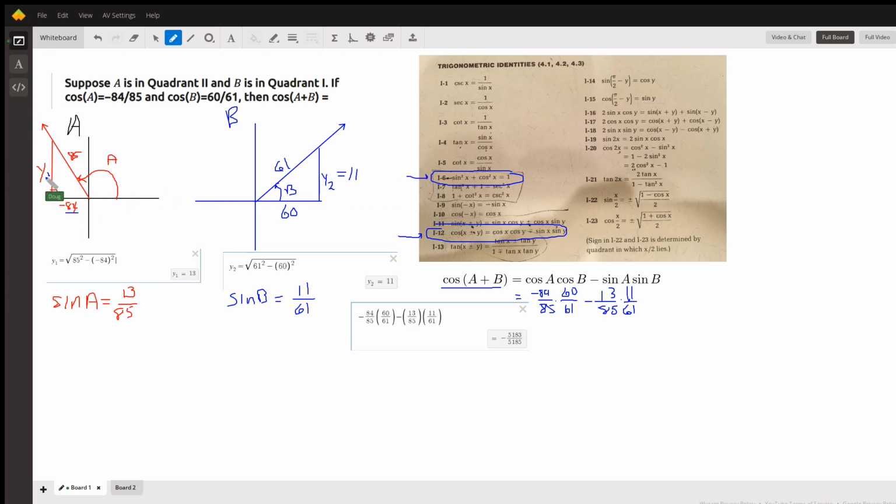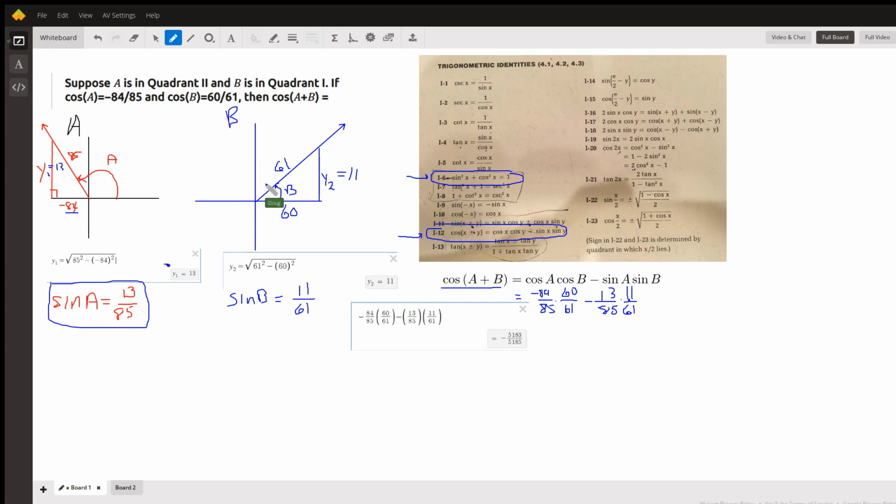-84 squared plus y sub 1 squared equals 85 squared. You end up getting the square root of 85 squared minus -84 squared. That turns out to be 13. So once you know y sub 1 is equal to 13, then the sine of angle A is 13/85. That's one of the pieces of info we needed in order to use this identity.